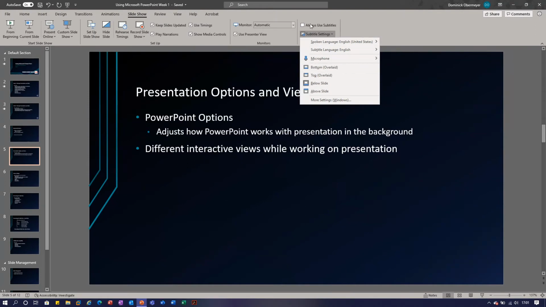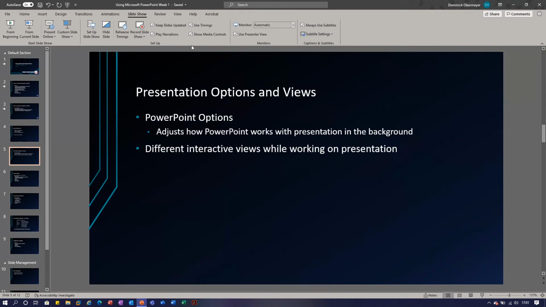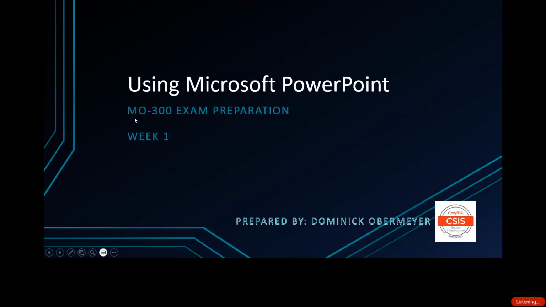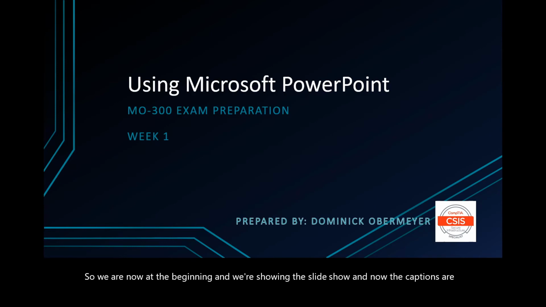So I'll go ahead and leave the subtitles on in this particular case, and then I'll go through and show a few of the functions. When it comes to presenting the slides, the easiest way to get in here is F5, or you can go ahead and press start on the slideshow. So we are now at the beginning, and we're showing the slideshow, and now the captions are showing up on the bottom of the screen.